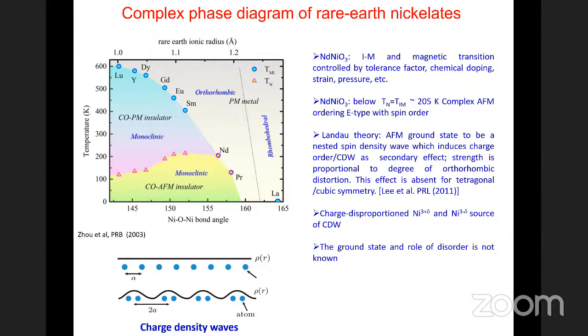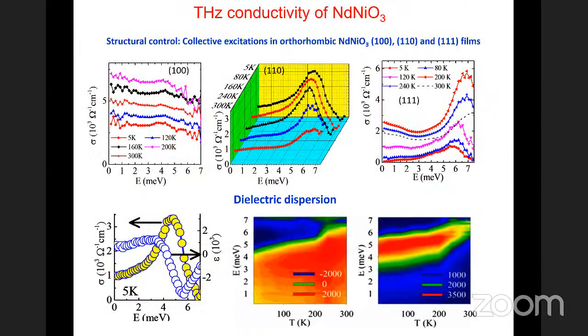But however, before this study, there was no suggestion of charge density wave or spin density wave as the ground state of this system. Other than that, of course, the ground state and the role of disorder in these systems was not known. So what we did is, we tried to make samples. We took this prototype system, NdNiO3, which is the most studied system.